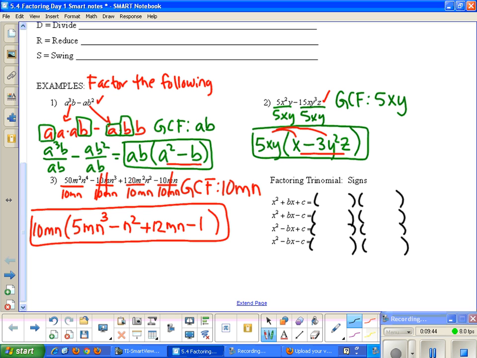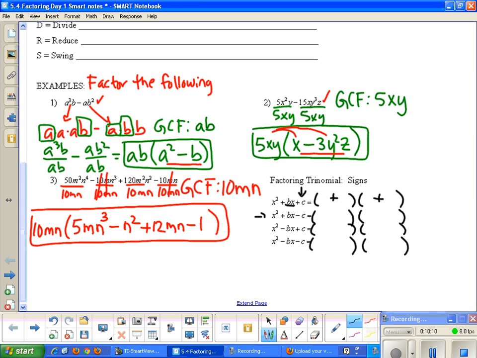So you always are going to look for factors of the last term, which in this case is C, that add up to your middle term, which is B. So if both your signs are positive, that means both your signs are going to be positive on the inside of your parentheses. Now, if you look at this next one, notice that our middle term is positive, but our last term is negative.